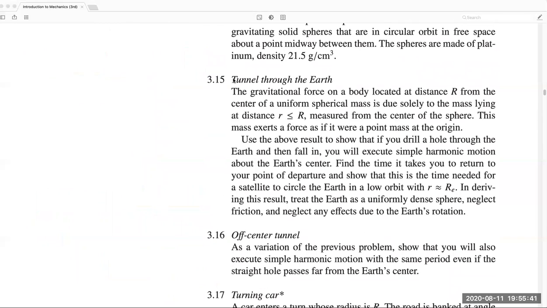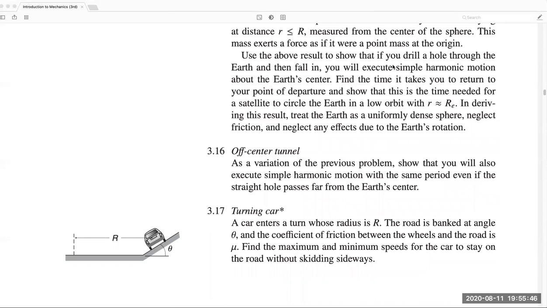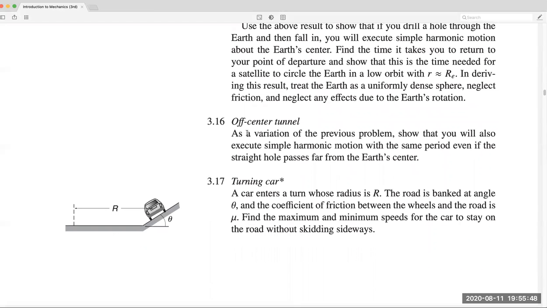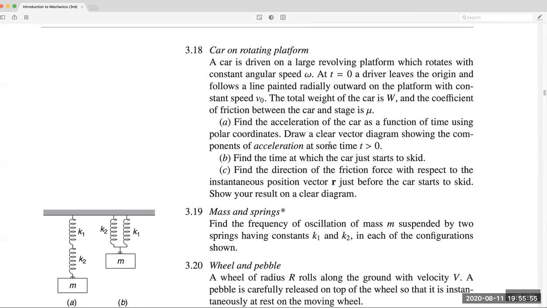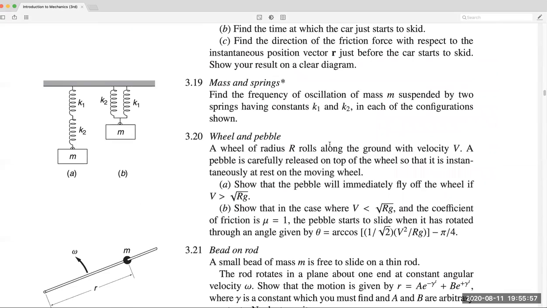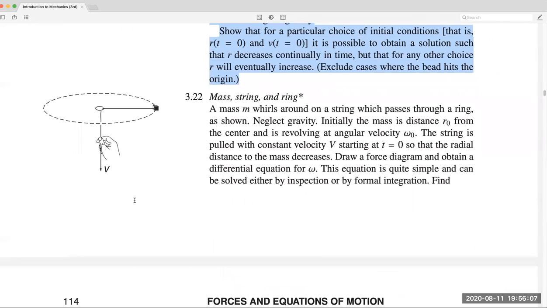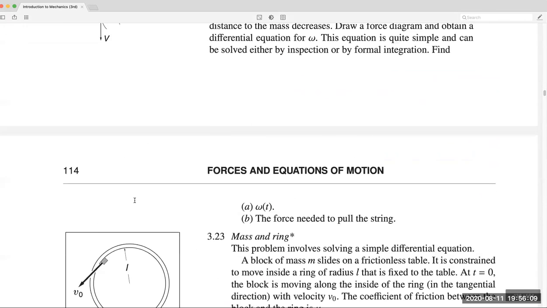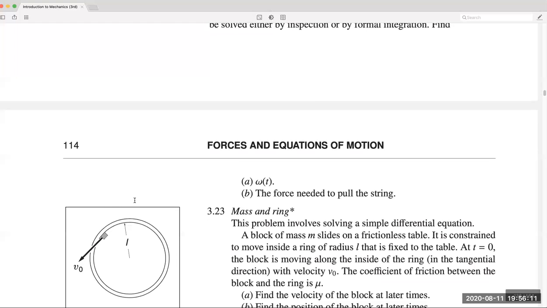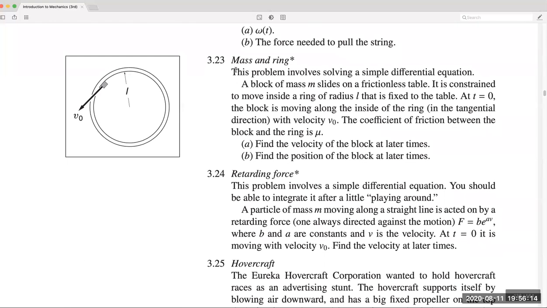Tunnel through the earth. I think this one is about the SHM. Oh, okay, we have done that question already. Off-center tunnel, we have done that question also. This is just SHM. We have done this question also. Actually, I combined two similar questions together to form one question. So let's have a look at this one.